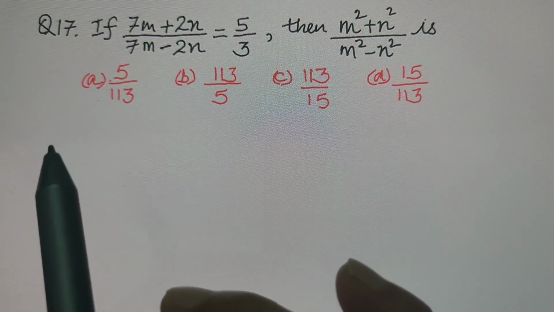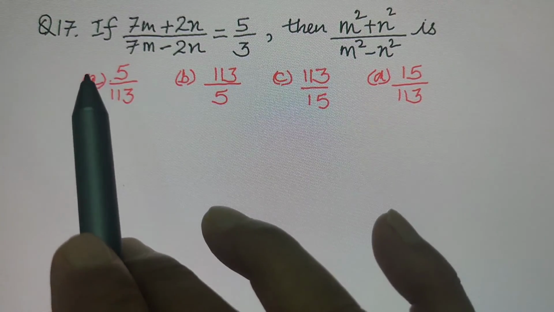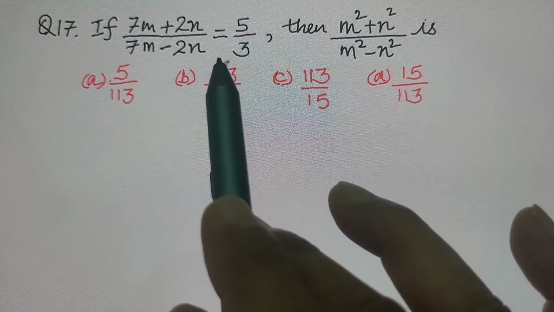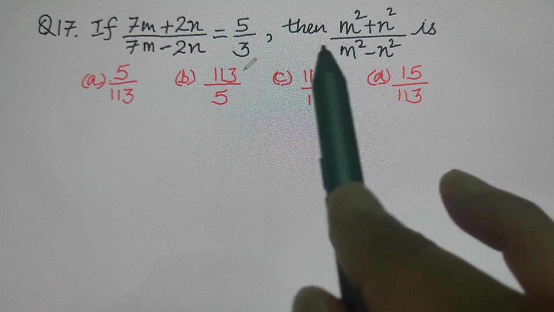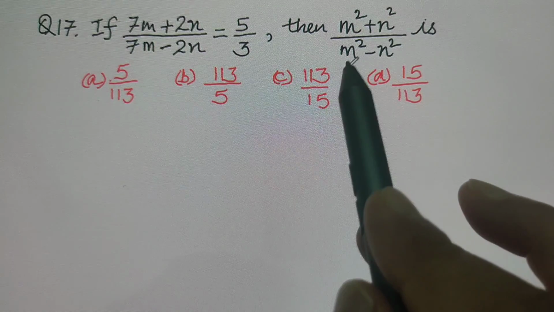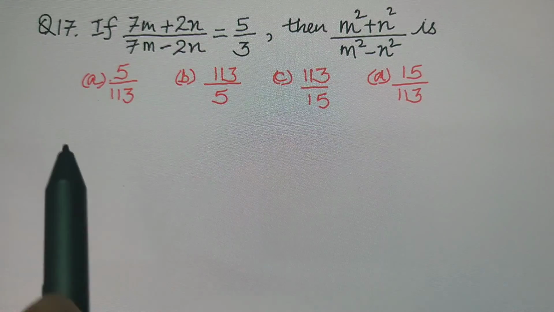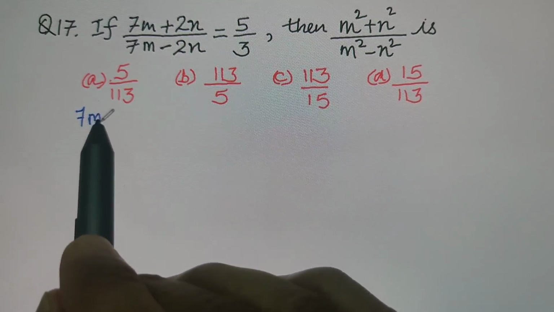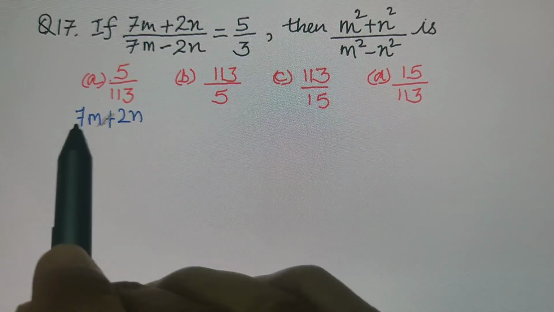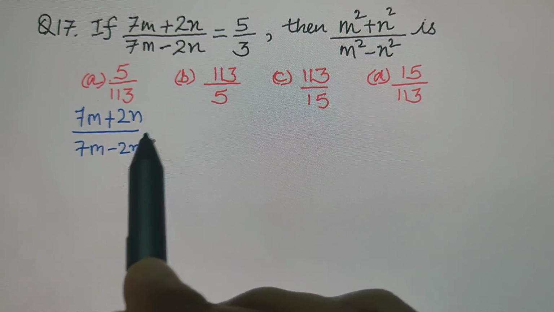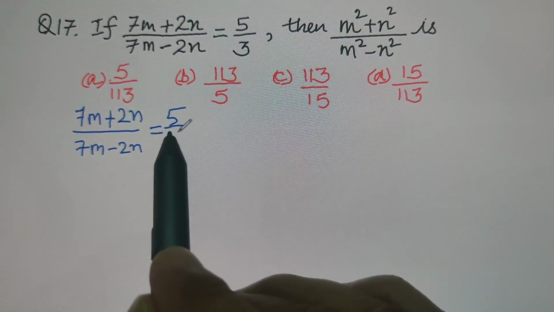Okay, fine. Let's see question number 17. If 7m plus 2n upon 7m minus 2n is equal to 5 upon 3, then we have to find the value of m square plus n square upon m square minus n square. I write the question once again: 7m plus 2n upon 7m minus 2n, which is equal to 5 upon 3.